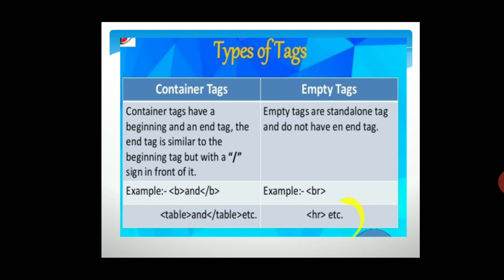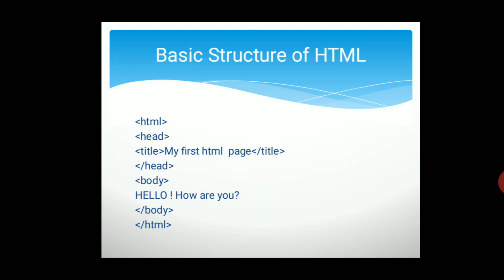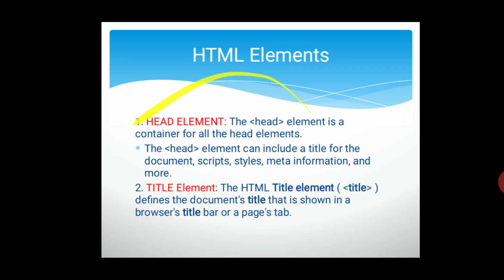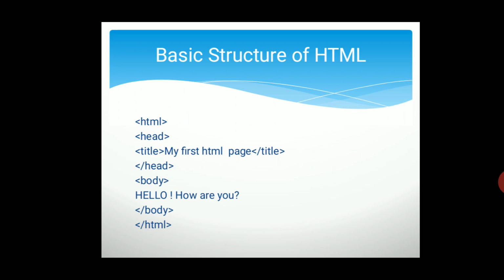HR means it is like a horizontal line. HR means horizontal rule. When you want to draw a line horizontally, that time you have to use HR and it is an empty tag. And the tags like these here, head, HTML, body, these all are container tags because they have a closing tag. See, head is here, head is also closed, body is also closed, and HTML is also closed. That means the ones which have closing tags are the container tags.